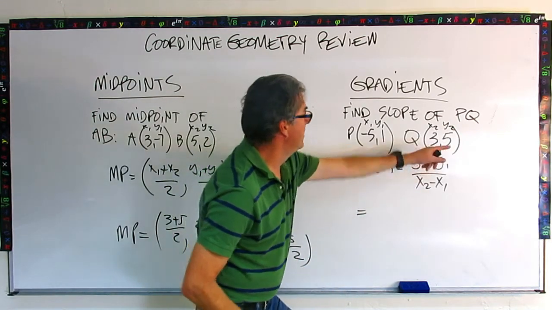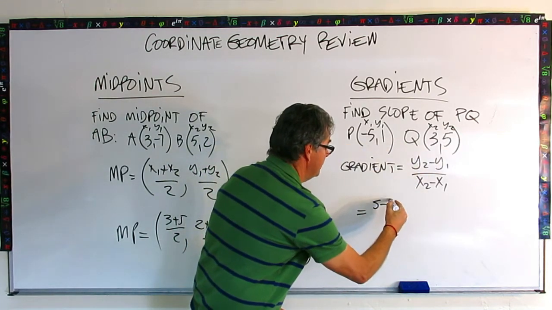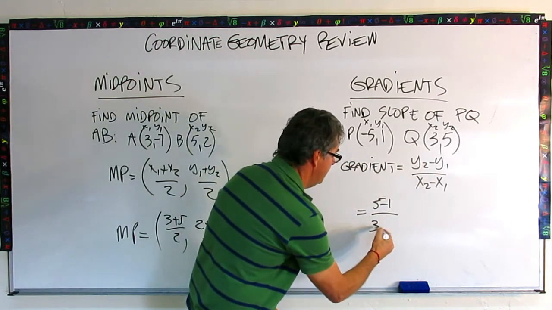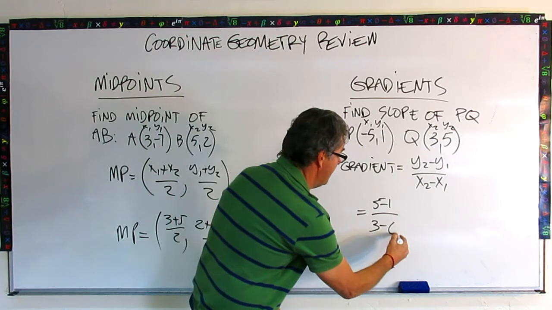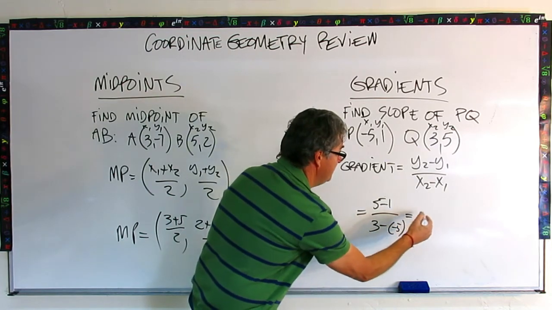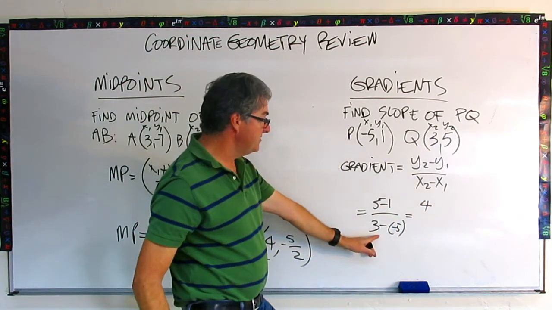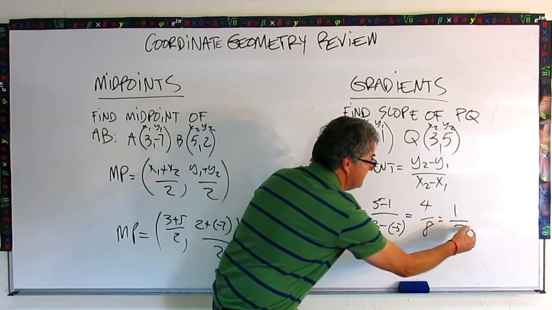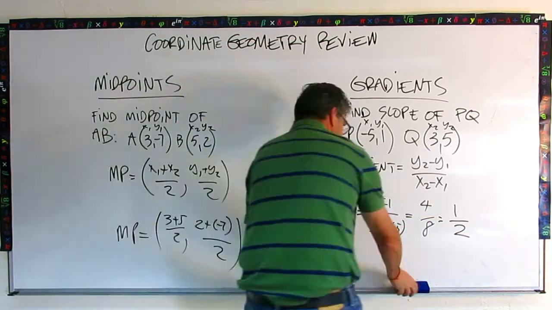y2 minus y1, 5 minus 1. x2 is 3 minus negative 5 on the bottom. So we get 4 on top, and this becomes 3 plus 5, which is 8, on the bottom. And the slope of this segment is 1/2.